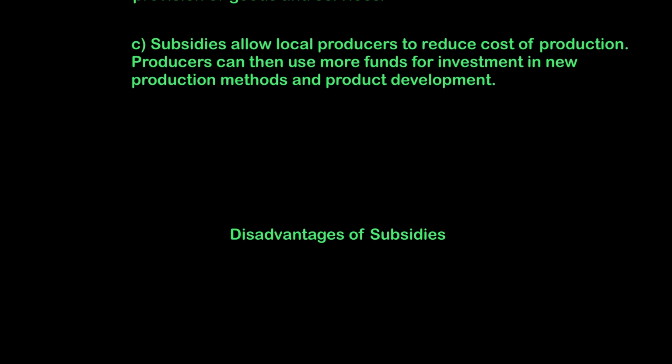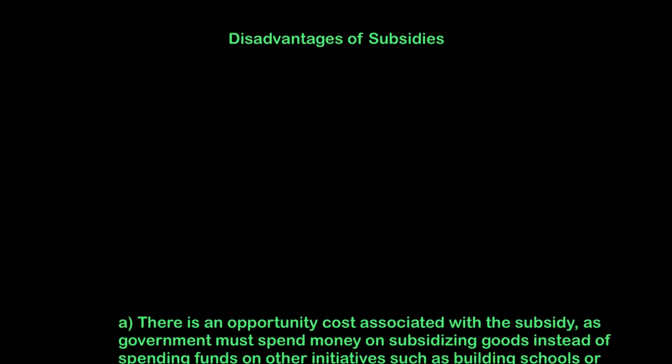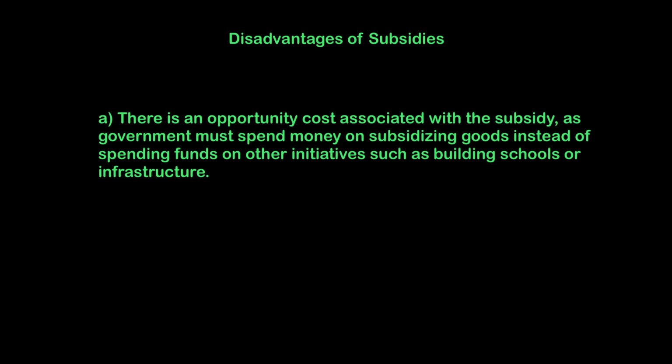The disadvantages of subsidies are also many. Well, number one is the fact that there is an opportunity cost associated with the subsidy, as government is spending money on subsidizing goods instead of spending the money elsewhere, like for example building schools or infrastructure. So there's always an opportunity cost in terms of money spent on goods that are subsidized versus other choices the government has.